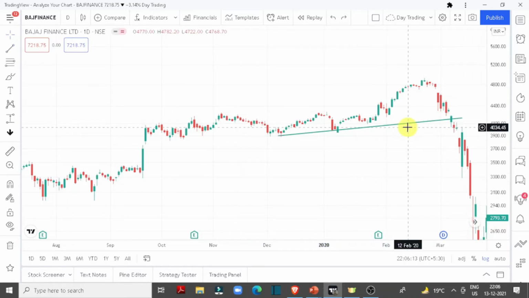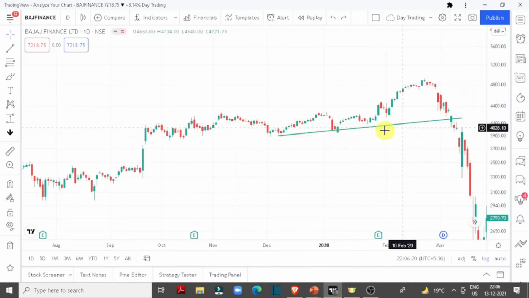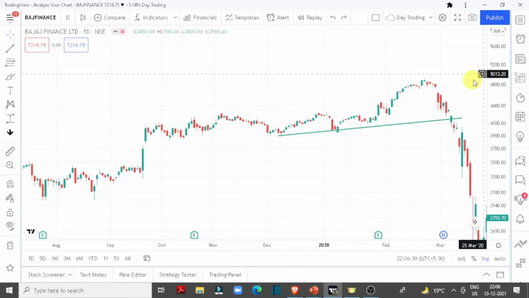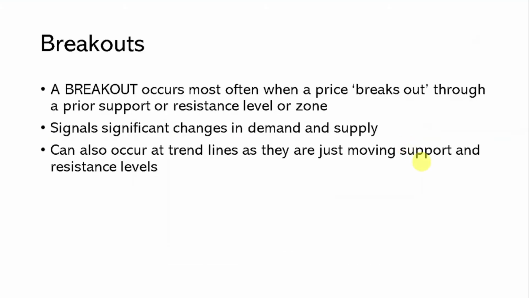So whenever any breakout happens, it breaks its major support or resistance level or maybe a trend line. So whenever any major level breaks, then only we say that it's a breakout. Not every stock fall or every stock rise is a breakout. Whenever any major support level or resistance level breaks, then only we say that it's a breakout, right? I hope this thing is clear to you.